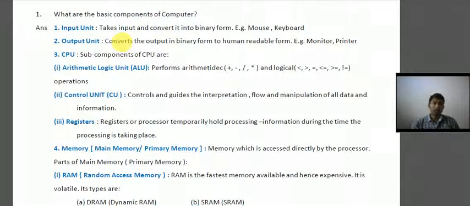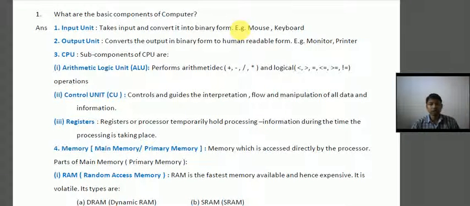So what is the input unit? It takes input and converts it into binary form, because the computer only understands the binary form. The next is the output unit, which converts the output in binary form to human readable form. So it is the opposite of the input unit, that is, it converts from binary form to human readable form. Examples are monitor and printer.